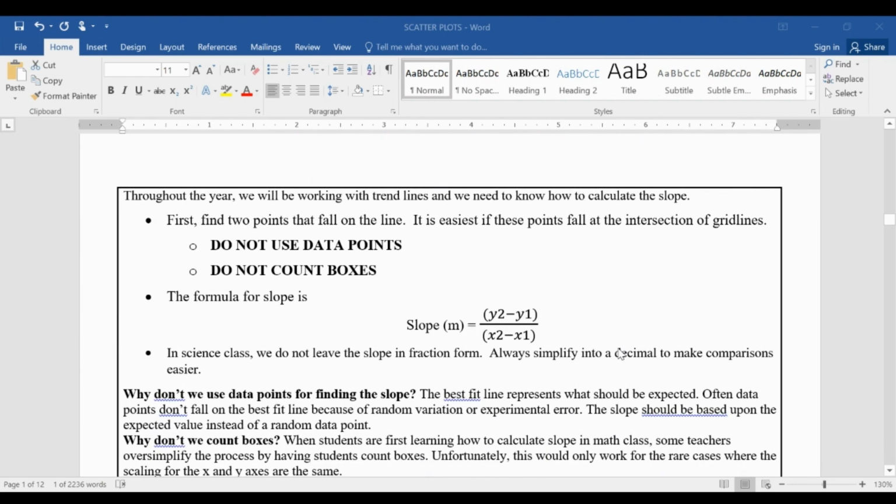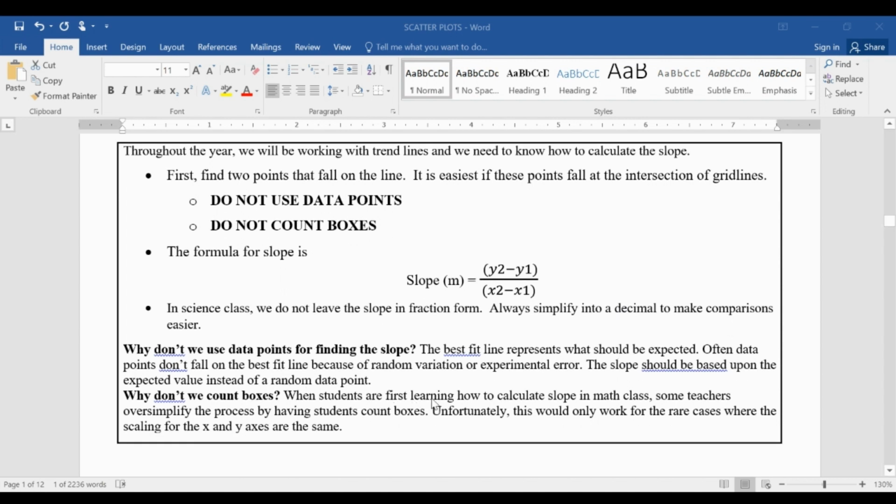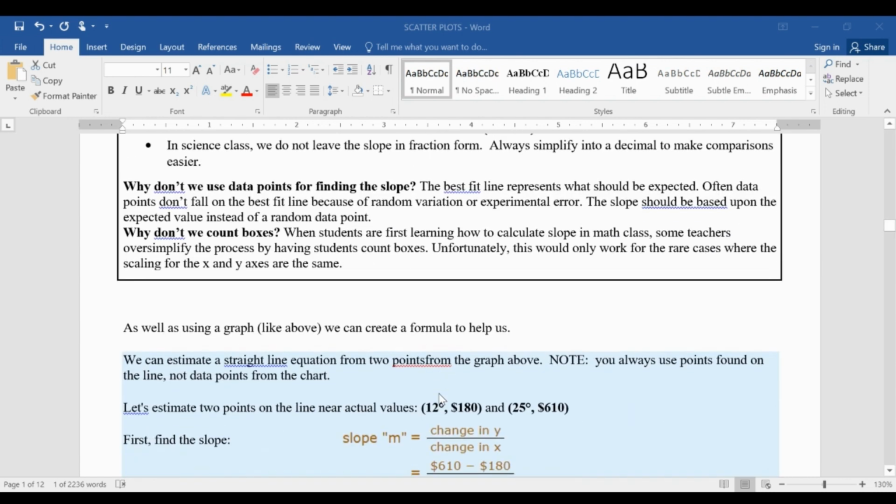Now, throughout the year, we're going to be working with trend lines and we're going to be looking at the slope. Now, we are going to be calculating a slope by hand. There is some background information here on slope. I'm going to hold off on this conversation till the next lab where we actually are going to be drawing a graph by hand and calculating a slope by hand. But just the things to remember, you do not count boxes and you do not use data points. You always use points on the line. We're going to come back to this a little bit later.